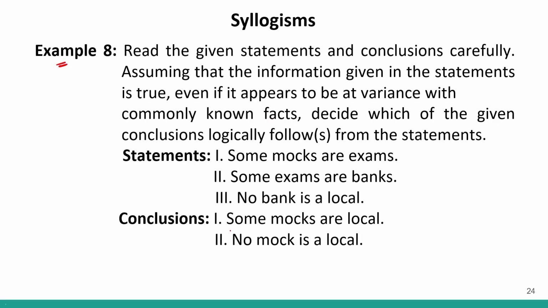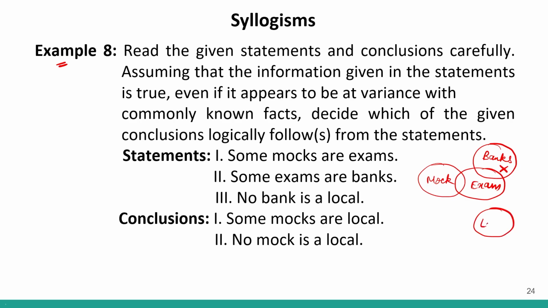Example 8. Three statements, 2 conclusions. Let us draw the mock diagram. Venn diagram says some mocks are exams. So, let's say this is my mock, some mock will be exam. This is how it will be represented, correct? Some exam are banks. So, if this is my exam, there will be banks. They will be overlapping like this. No bank is local. So, there is restriction on bank and local. Local is a separate entity and bank is a separate entity. They will not overlap. So, this will be my basic Venn diagram.